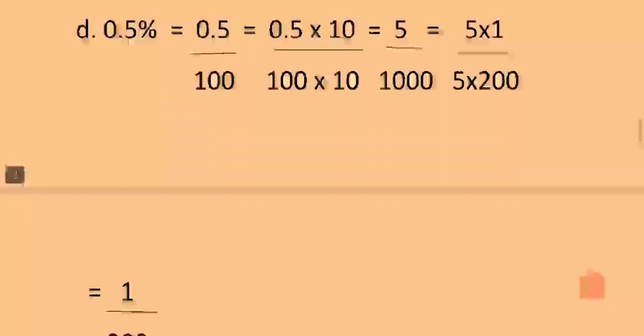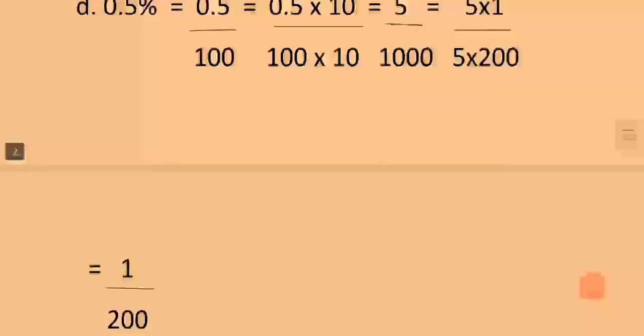The highest common factor to divide 5 and 1000 is 5. So I'm just going to divide the numerator and the denominator by 5. 5 divided by 5 is 1. 1000 divided by 5 is 200. So the lowest fraction I have there is 1 over 200 for 0.5%.